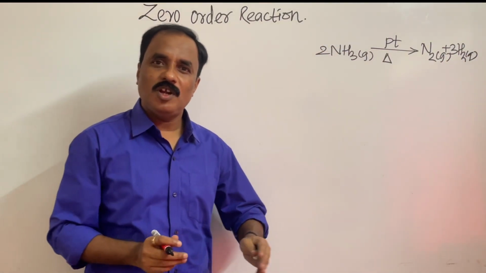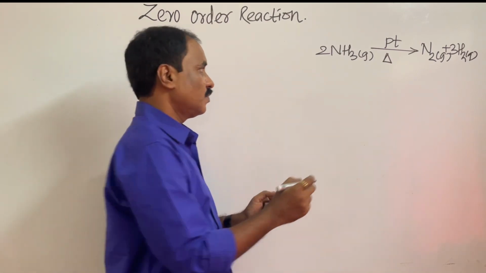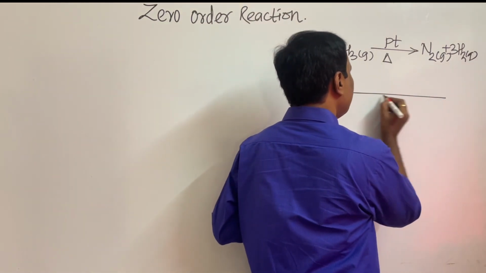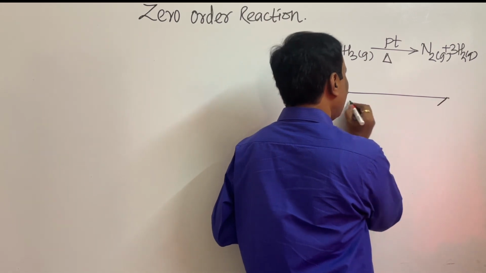Why is this an example of zero order reaction? Suppose this is the platinum surface.